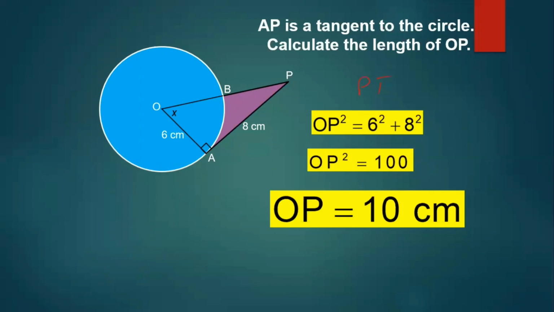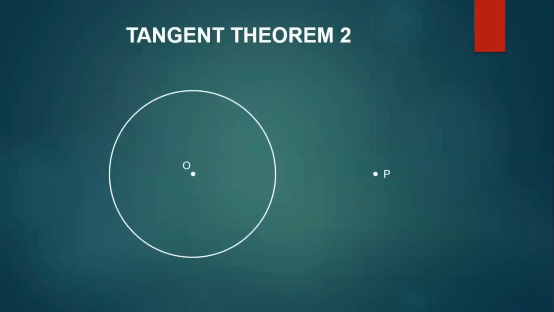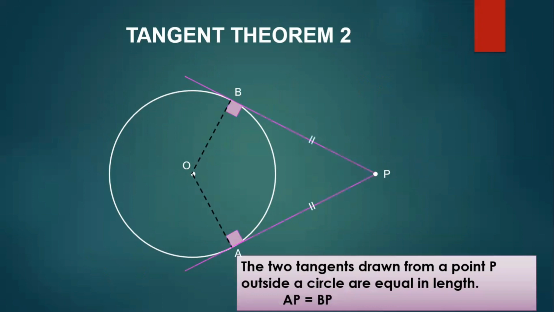Let us move on to the second theorem. Again, we have a circle with center O. Now there is a point P. How many tangents can I draw through point P? Yes, so we can draw only two tangents from the external point, and the lengths of these tangents are equal. So the two tangents drawn from a point P outside the circle are equal in length.